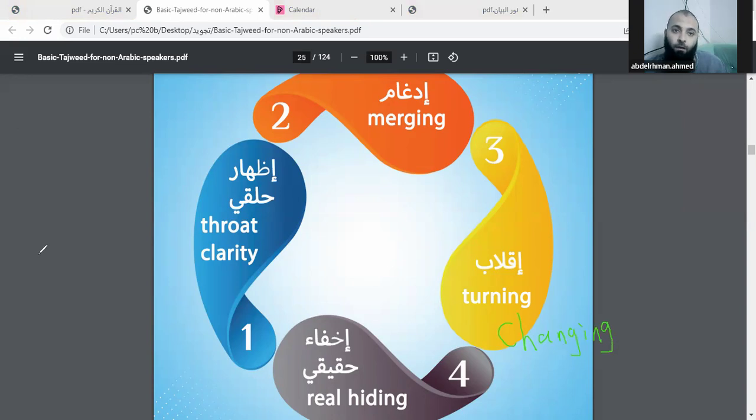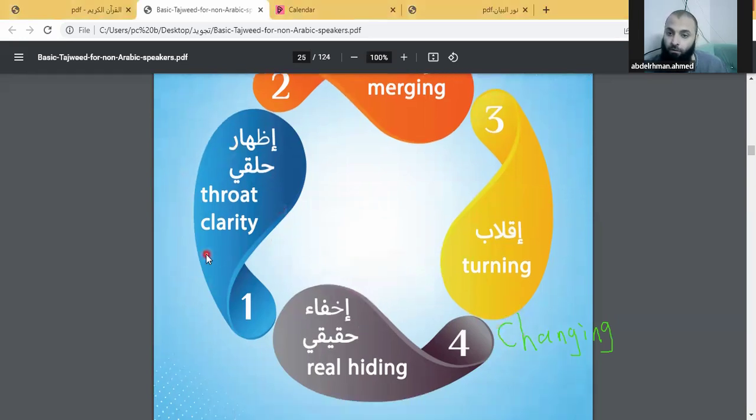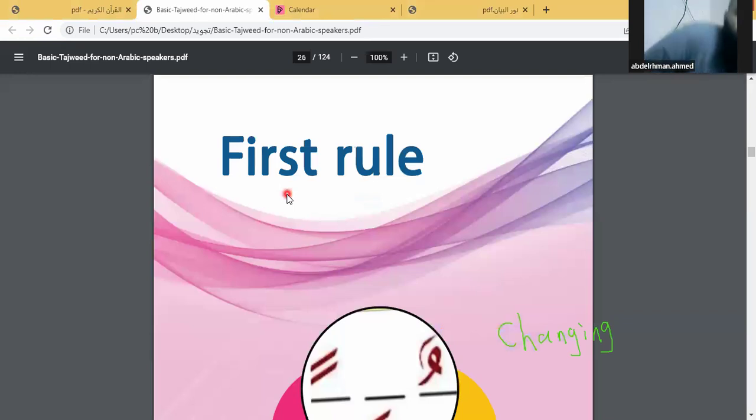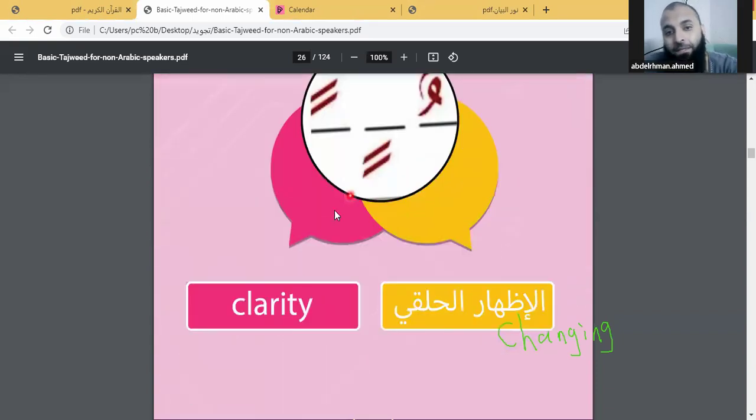Okay, and the last rule, number 4, hiding, real hiding (ikhfa haqiqi). In this lesson, we will just study the first rule, which is clarity, or idhar. I think it's better to memorize the name in Arabic and use the name in Arabic. First rule, its name is clarity, or idhar.